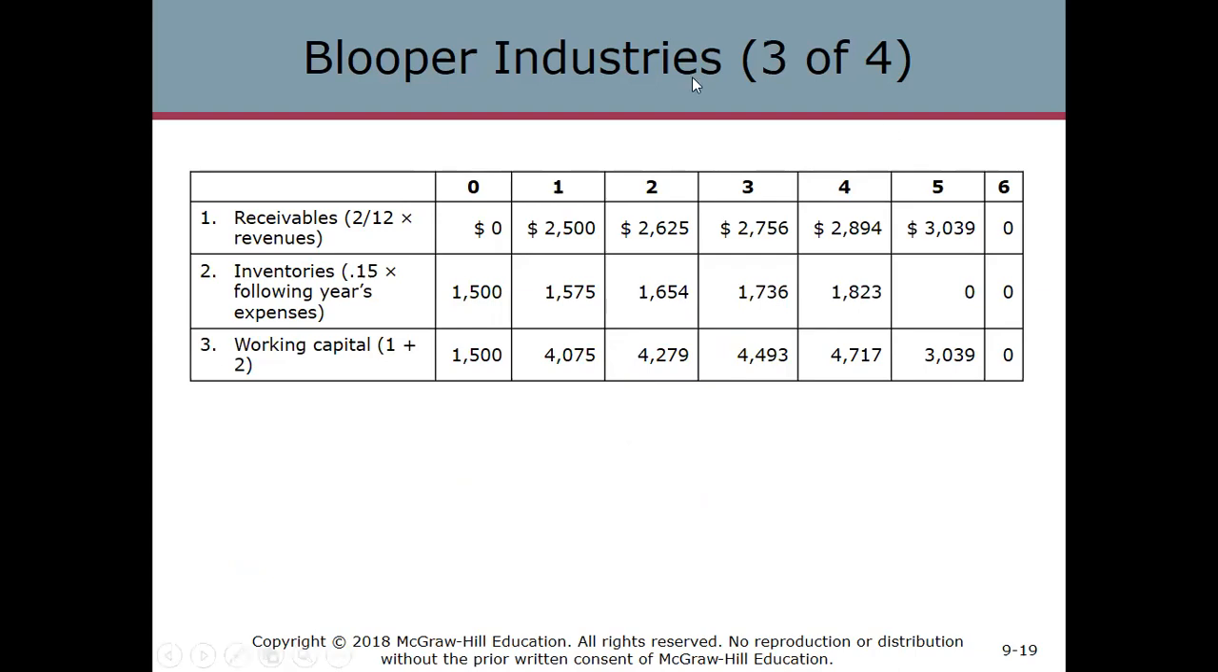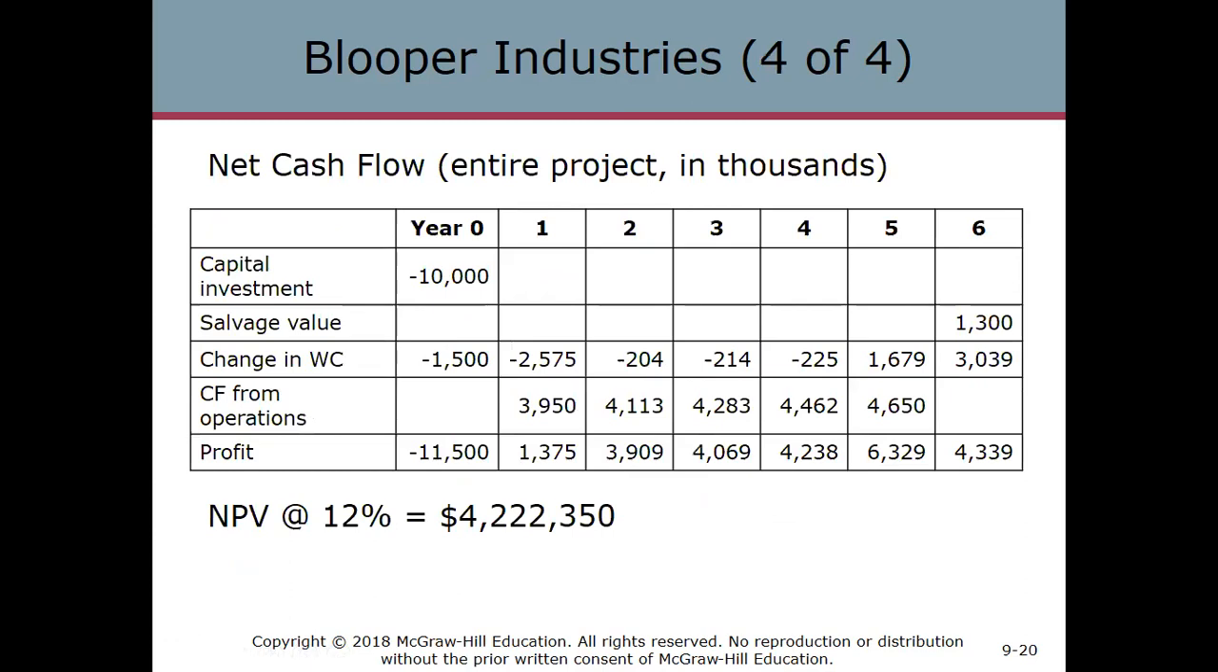So how we get that? 0.15 times the following year's expenses. And the working capital is just the sum of numbers 1 and 2. Now, for the net cash flow for the entire project in thousands, well, we simply have to incorporate our initial capital investment of negative 10,000 and the changes in working capital here. We also have a salvage value inflow at year 6. For cash flow from operations, we have to add them.